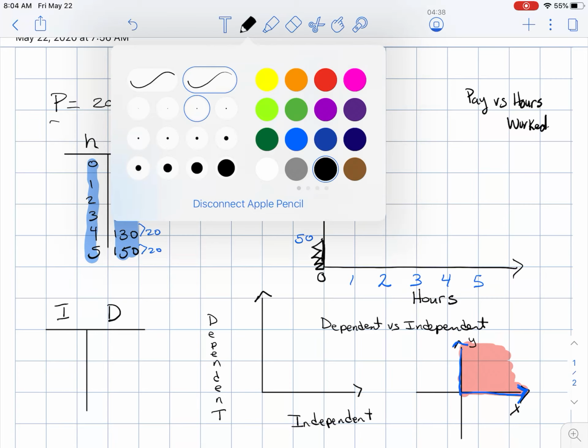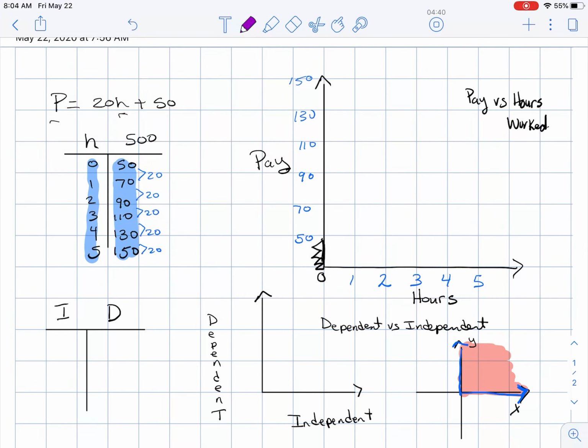Okay, now we're going to graph. So I'm going to use purple so it highlights. We're going to graph this first point. When I work 0 hours, I get 50. So I'm at 0, which means my dot should be right on 50. 1 hour, 70, so I'm going to go over to 1 and then up to 70. 2, 90, I'm going to go over to 2 and then up to 90. 3, and then 110, 4, and then 130, and then go over to 5, and then 150.